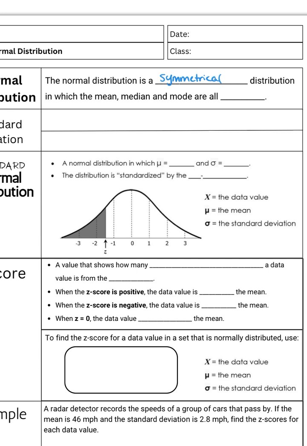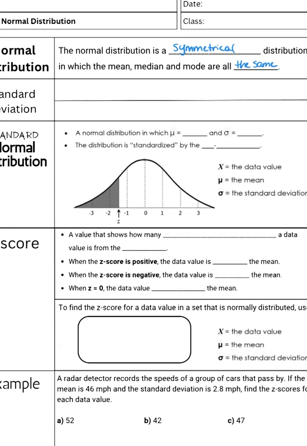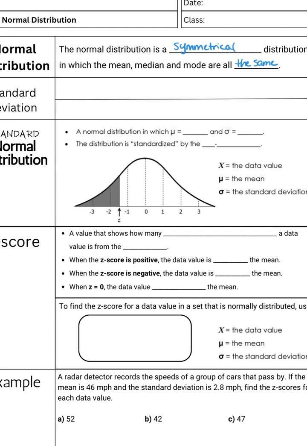It's a symmetrical distribution in which the mean, median, and mode are all the same, or close to the same. So we don't have any outliers in a normal distribution, and everything is right where it's supposed to be. The standard deviation is a measure of how far values are from the mean.